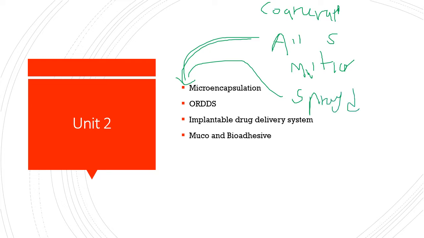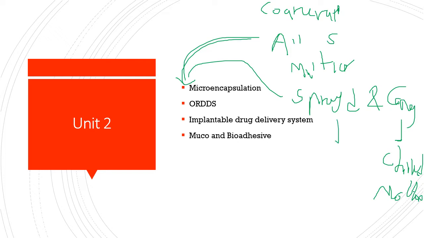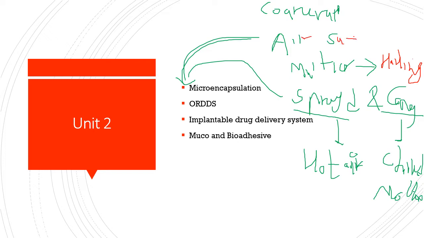Now understand the difference between spray drying and spray congealing. Remember that way: congealing means chilling, molten wax, you can tell. Drying means hot air. Here you use cold air, here you use molten wax. So just remember the difference between spray drying and spray congealing. Multi-orifice centrifugation is based upon the principle of hurling. Air suspension is basically fluidization and suspension of the particles.